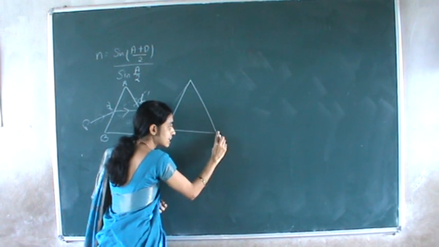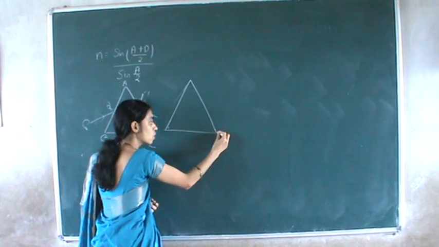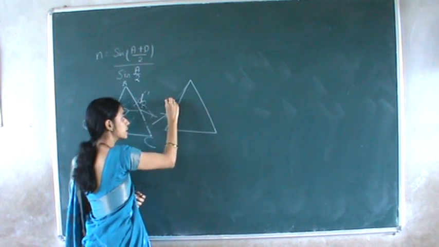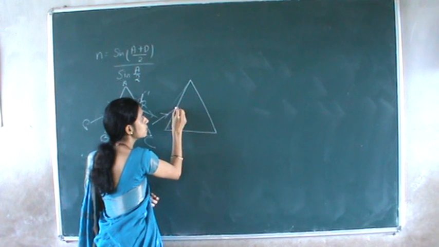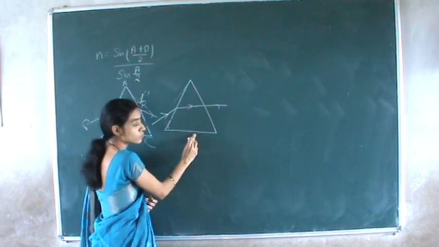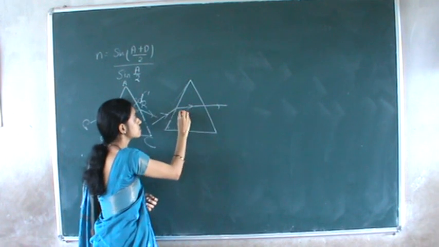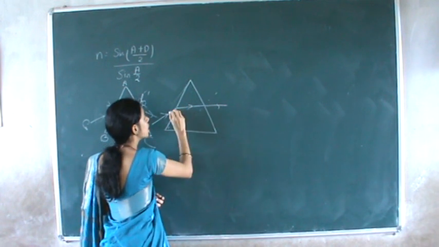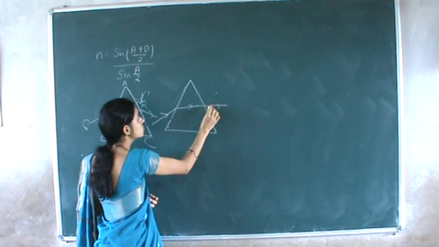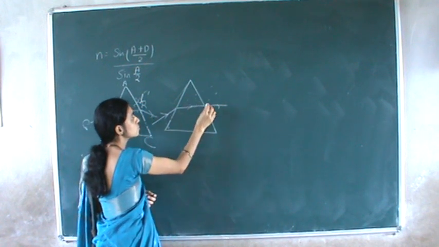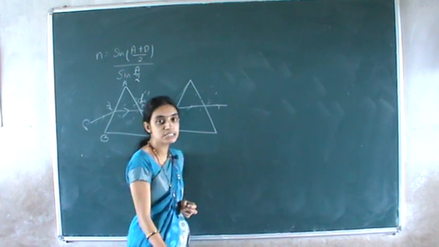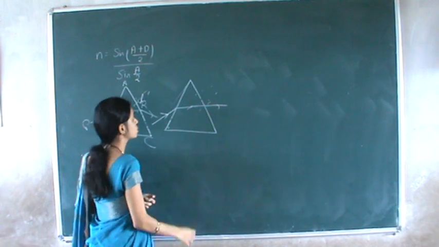When the incident ray is rotated through a certain angle in order to obtain the minimum deviation, the refracted ray will be parallel to the base of the prism. So this will be E, and the deviation which has been obtained is called the minimum deviation.